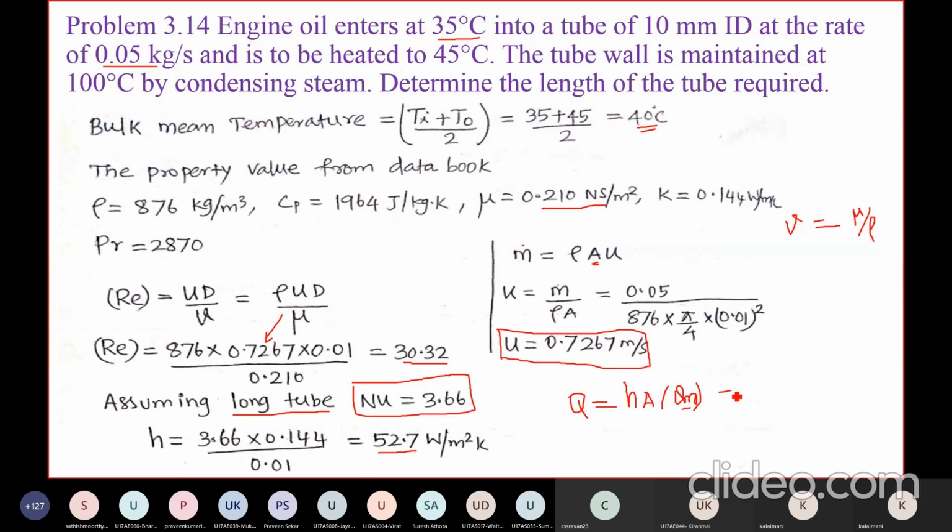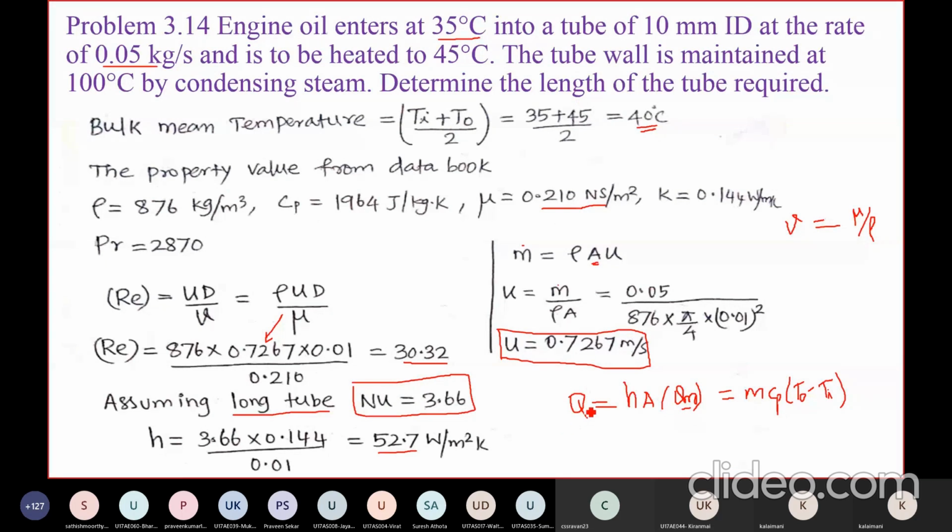This must be equal to the heat gained by the fluid. The heat gained by the fluid we can calculate as m dot, the mass flow rate of the fluid, times the specific heat of the fluid Cp, into the outlet temperature minus the inlet temperature. Okay, so I am using this relation. We find out, determine the length of the tube. How can you find the length of the tube?